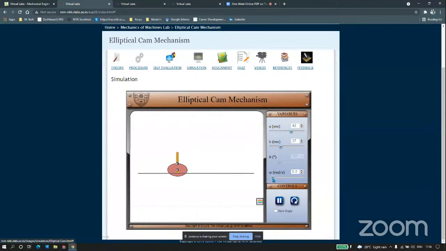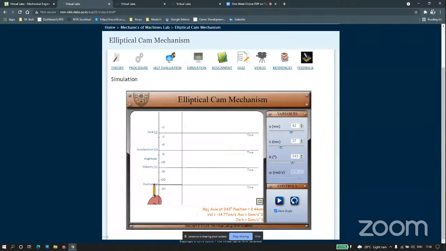Here you can vary the angular velocity of the cam. Here you can see in the graph, you can show the graph, and then you can start the experiment. Here you will get the position of the follower at 340 degree. It is 6.52 and minus 6.52, and the velocity associated with it, and the acceleration and the jerk you will get with respect to time. So this is a simple experiment.